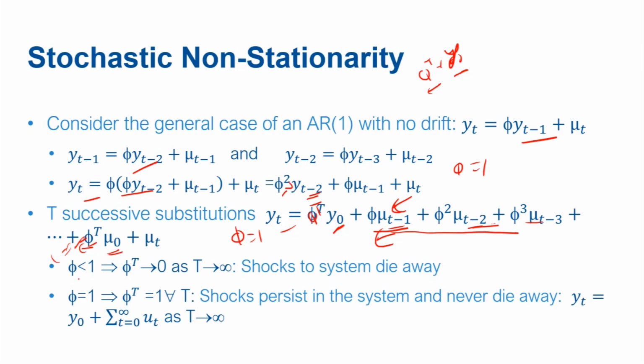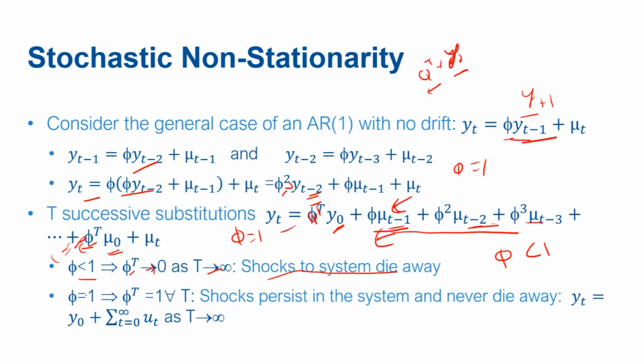Only in the case where this phi is less than 1, in that case, this phi to the power t tends to 0 as t increases, and then only the shocks to the system die away. So a desirable property is that these coefficients to mu t should be less than 1. In this AR1 process, the phi is the autocorrelation coefficient for the first order process, that is yt minus 1. It should be less than 1.